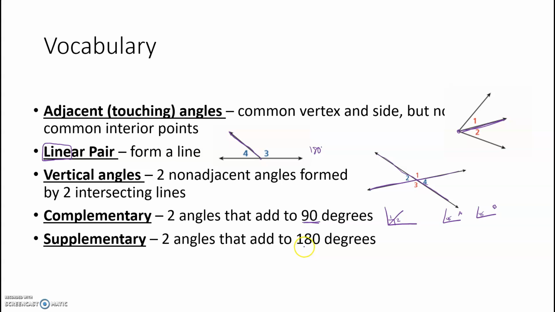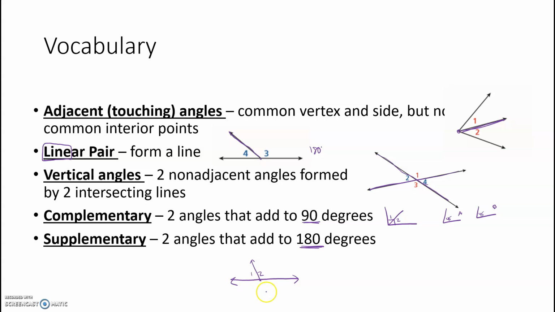Supplementary should add up to 180. Again, they could be adjacent. They could be right next to each other. In that case, it would be a linear pair, right? So if they were right next door to each other, these would be considered a linear pair. They form a line. They're adjacent. They're right next door to each other. And they're supplementary. We know they add up to 180.